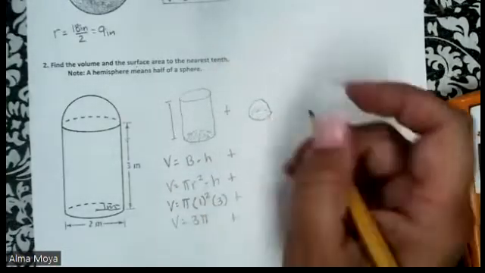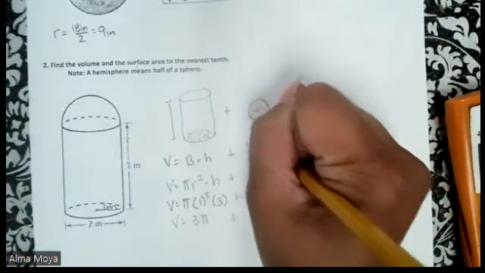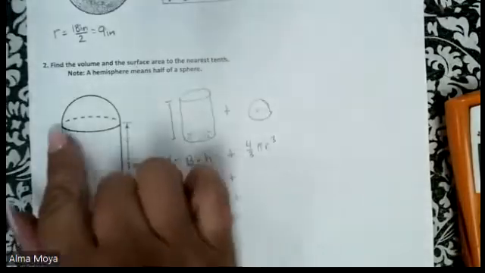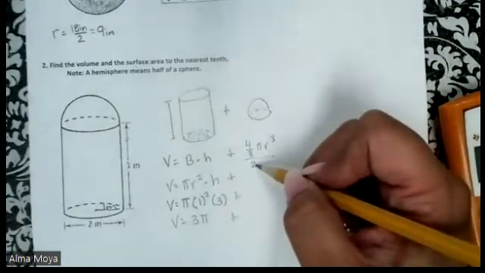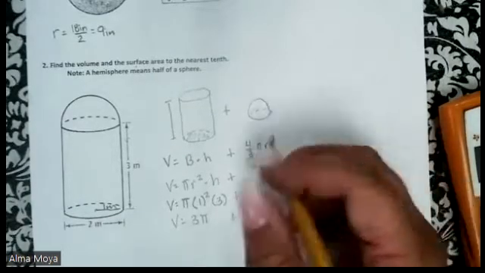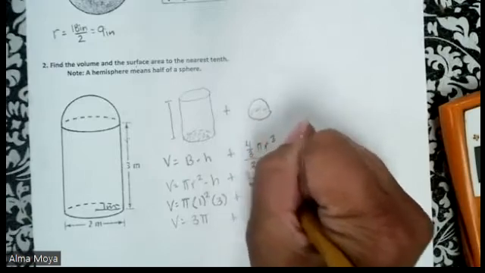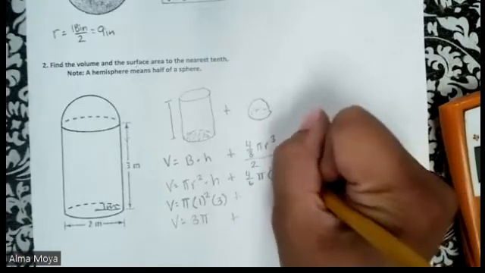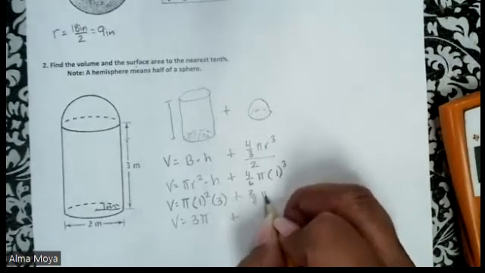Now this is a sphere, and the volume of a sphere is 4/3 pi r cubed. However, I only want half of it, so I'm going to take this and divide it by 2. Well, that 2 is a denominator, and that 3 is actually a denominator. So that's actually going to be 4/6 pi. The radius is going to be 1 cubed. So that's going to be 2/3 pi.